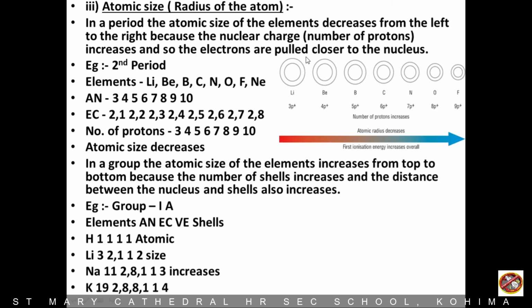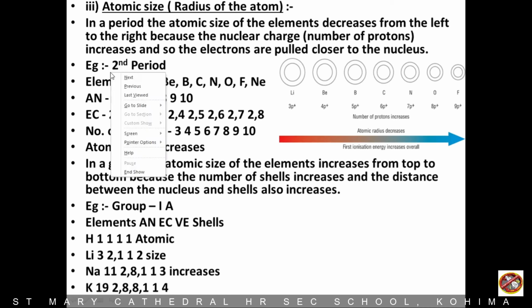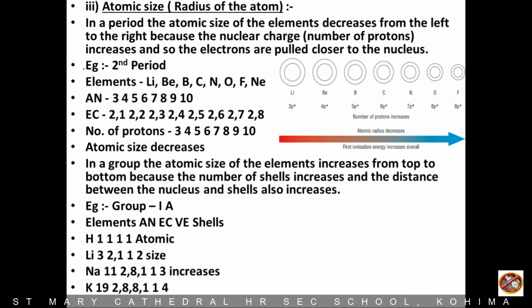Now again, to understand this definition, you have to first of all see the example. Again we have taken the example of the second period, that is lithium to neon. Now let me tell you that electrons are negatively charged, right? Protons are positively charged. Now these electrons will go and react, they will lose electrons or gain electrons, right? That is why protons are concentrated more.